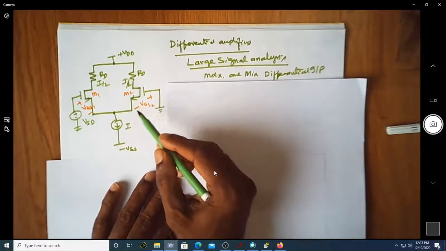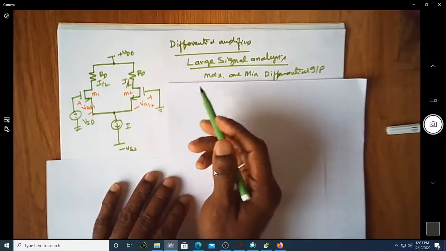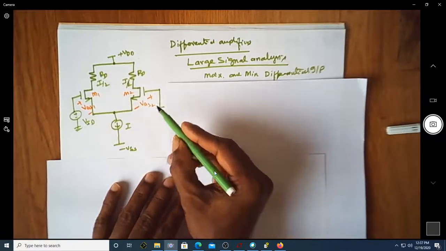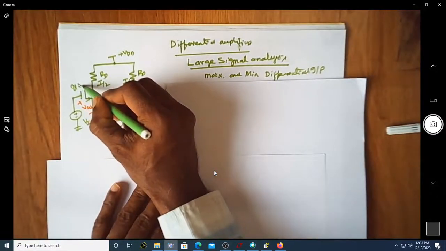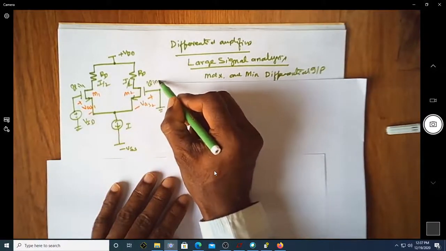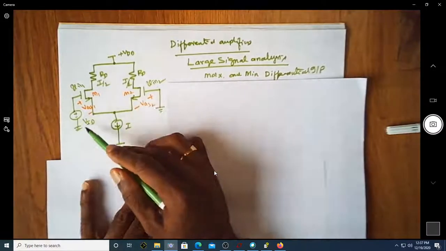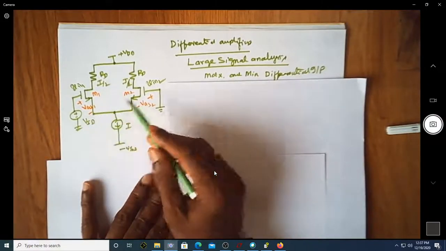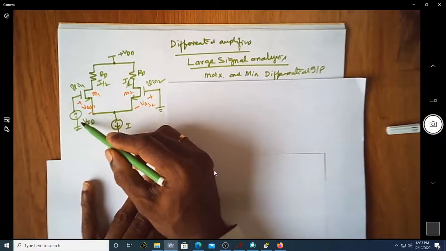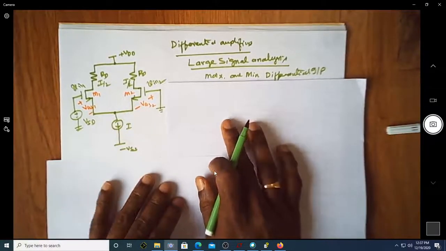So let us consider a differential input. As we know, differential input is one where Vin1 and Vin2 are different. Now you can see Vin1 is applied with VID, whereas Vin2 is grounded. So we have input voltages which are different from each other. This is grounded. Here we have a voltage VID.